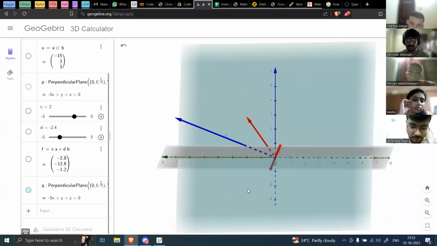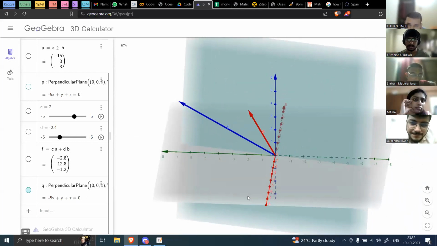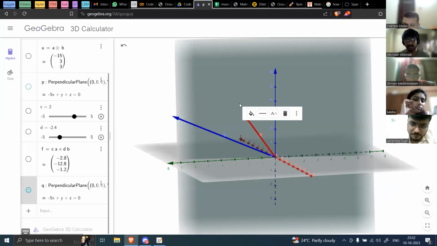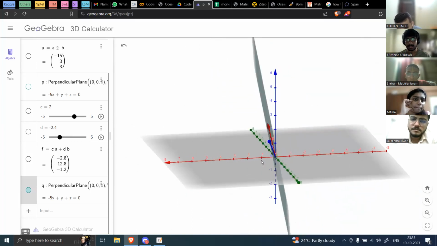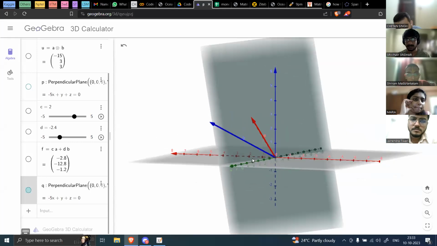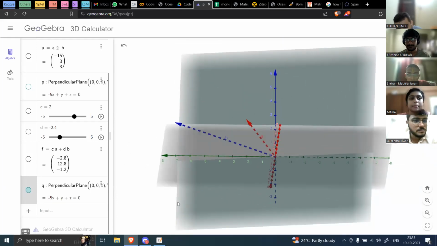It should be perpendicular to this plane. Exactly. Perfect. It should be perpendicular to that point on the plane, right? And if it is perpendicular to that point on that plane, we can call it perpendicular to all the points on that plane. Is that true? Yep.